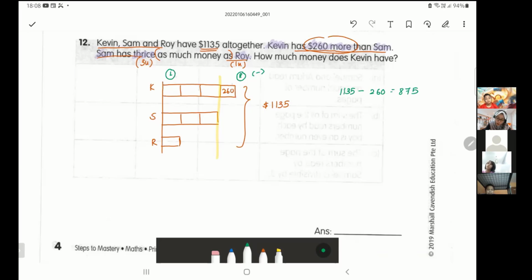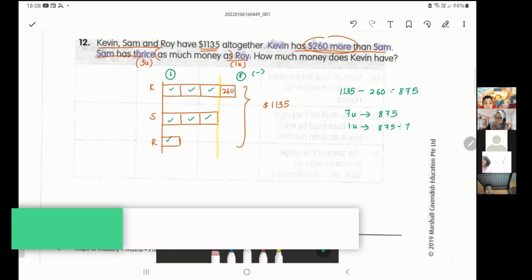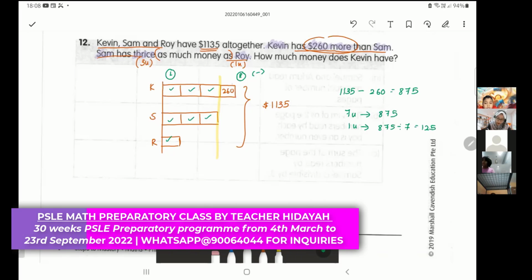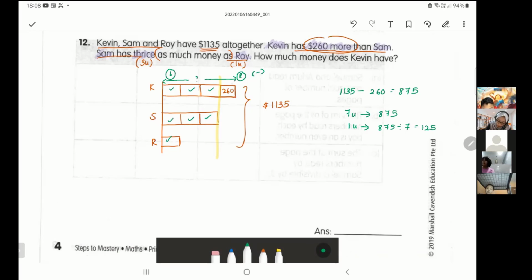This is for how many equal parts? 1, 2, 3, 4, 5, 6, 7. 7 unit is 875. 1 unit is 875 divided by 7, and I get 125. Now Kevin's money is this much. This is what I want to find, which is actually comprises of 3 unit and then with the 260. So 3 unit is 125 times 3, and then equals to, okay, any calculator, wait.